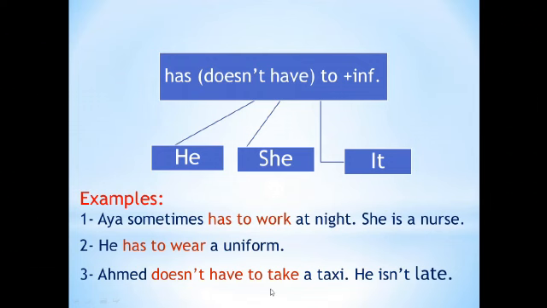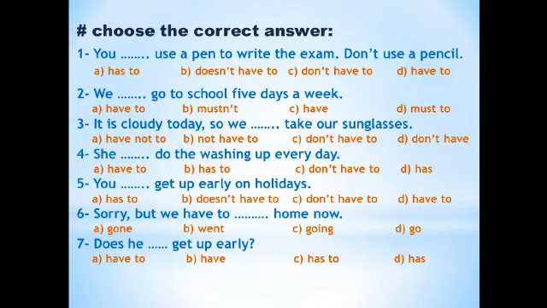To make sure that we have understood this structure, we have an exercise. Choose the correct answer. Yes, number 1, you use a pen to write the exam. Don't use a pencil, as it's a rule. So we will choose yes, have to. You have to use a pen to write the exam.